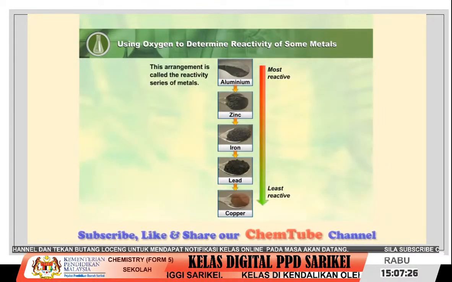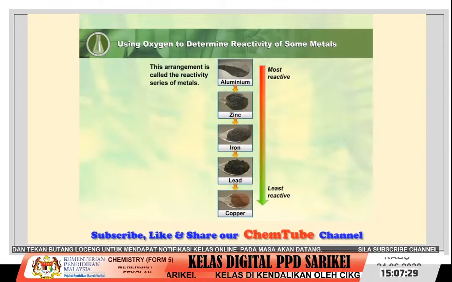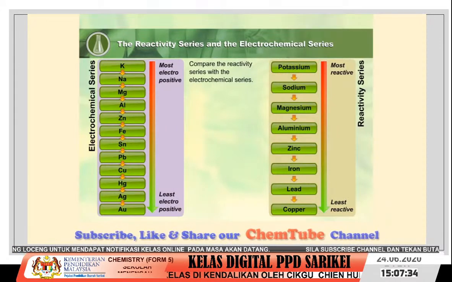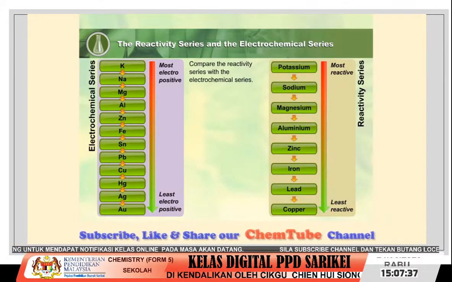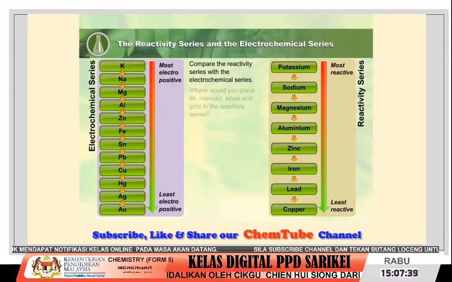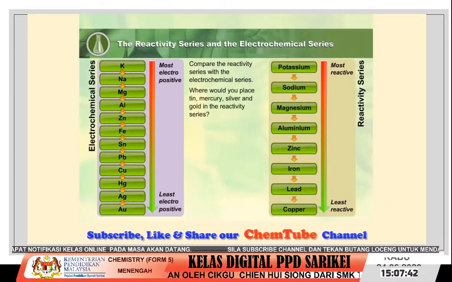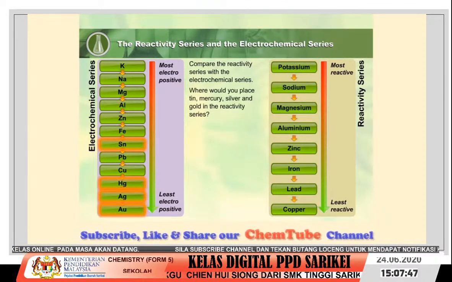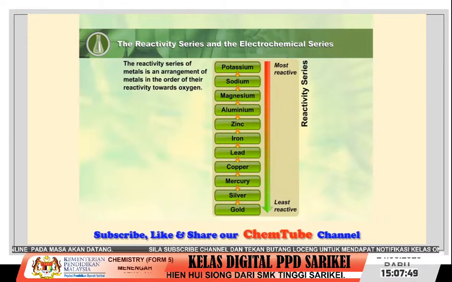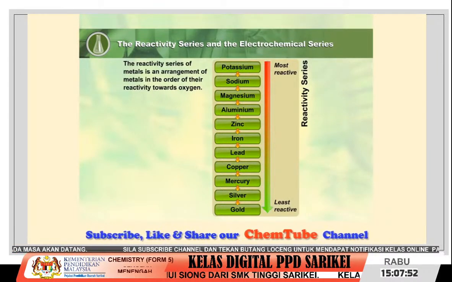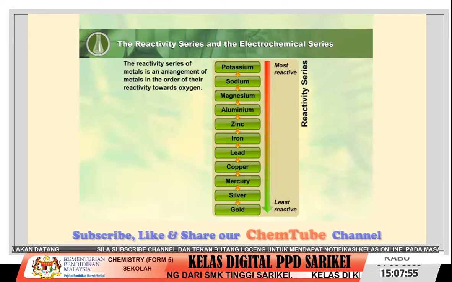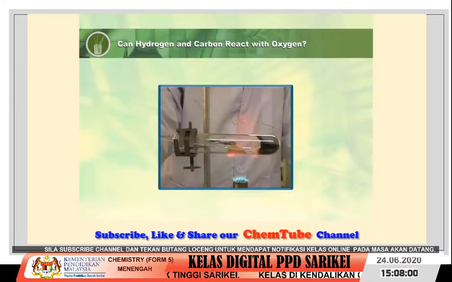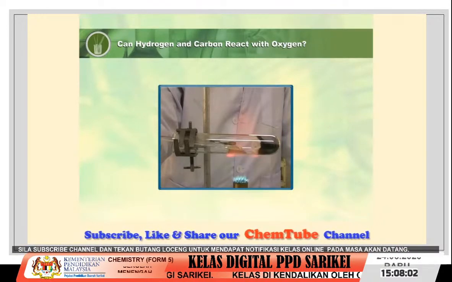This arrangement is called the reactivity series. Compare your constructed reactivity series with the electrochemical series that you have learned in Form 4. Where in the reactivity series would you place tin, mercury, silver, and gold? The reactivity series of metals is an arrangement of metals in the order of their reactivity towards oxygen. You have learned that metals react with oxygen to form metal oxides.